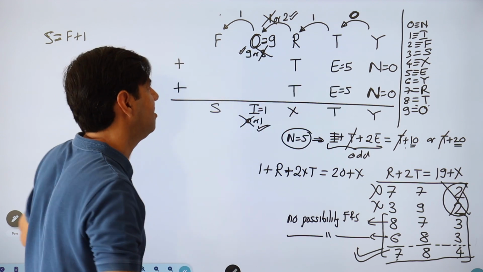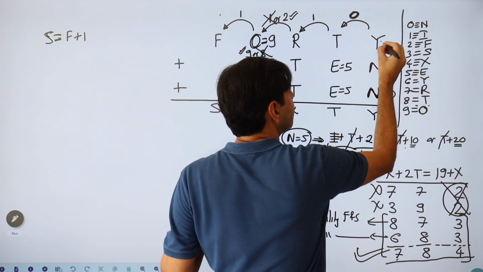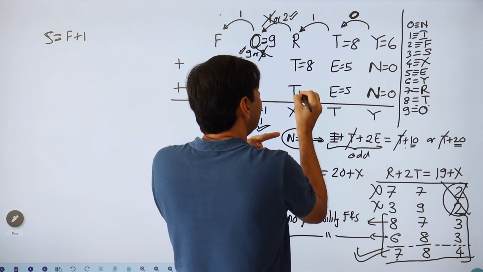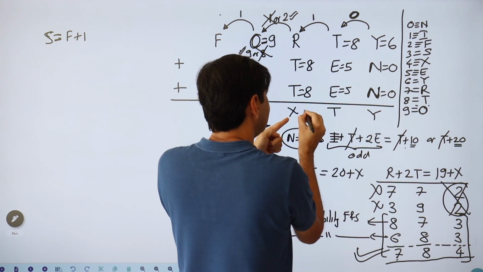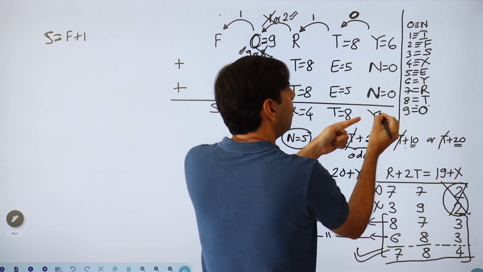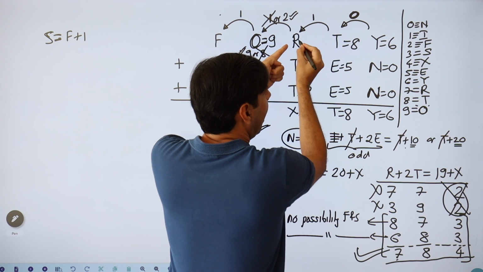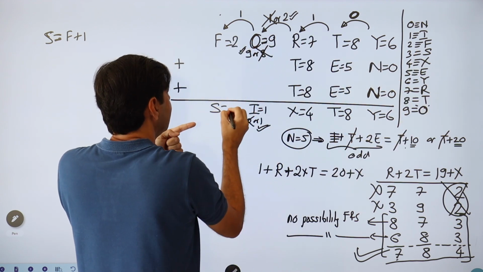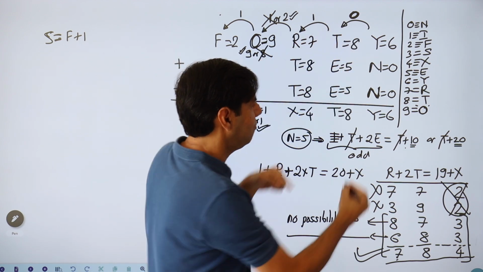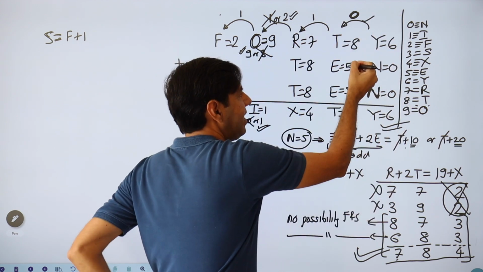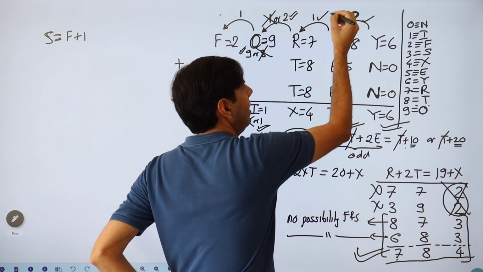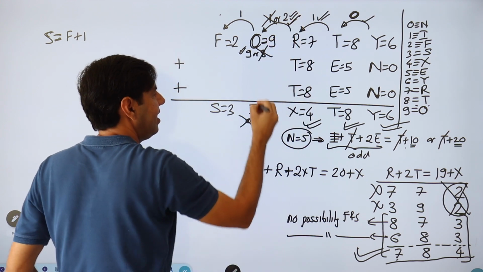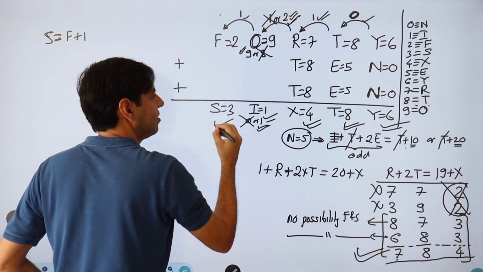So let's fit it in and check. We took Y as 6, T as 8, X is 4, and R is 7, F is 2, and S is 3. Let's see. Does it match up to 6? 8 and 10, 18. 8 3s are 24, 4 and 2, 2 and 9, 11, 1 and 2, 3. So everything fits.